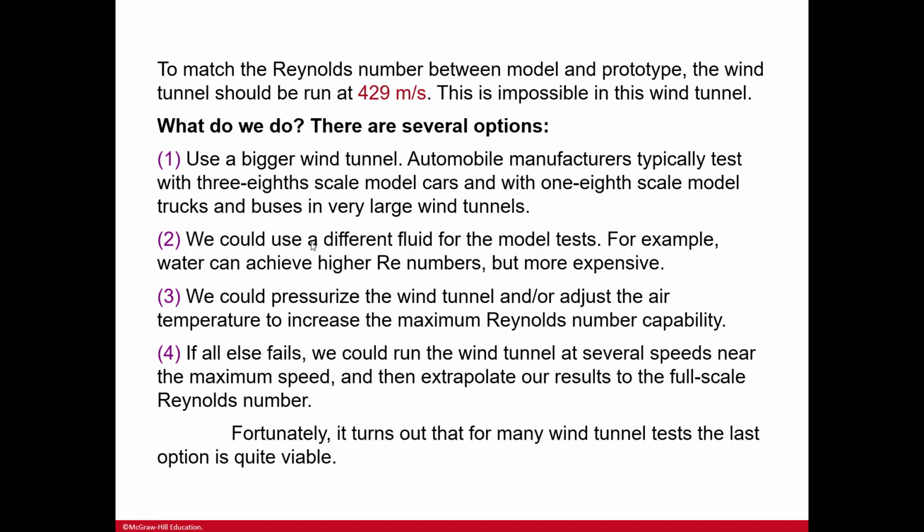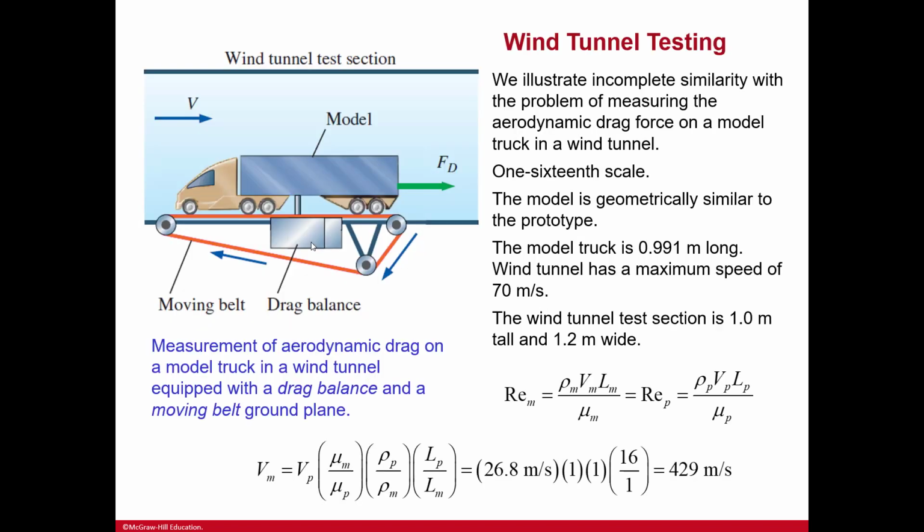To match the Reynolds number between the model and prototype, the wind tunnel should run at least 429 meters per second. It's impossible in the wind tunnel. So here's the formula for the Reynolds number, and here is the velocity. So you would go through here, plug in what you know, and then it spits out what you need to be similar. And you need 429 meters per second, but all we have is a max speed of 70 meters per second. It's not going to work.